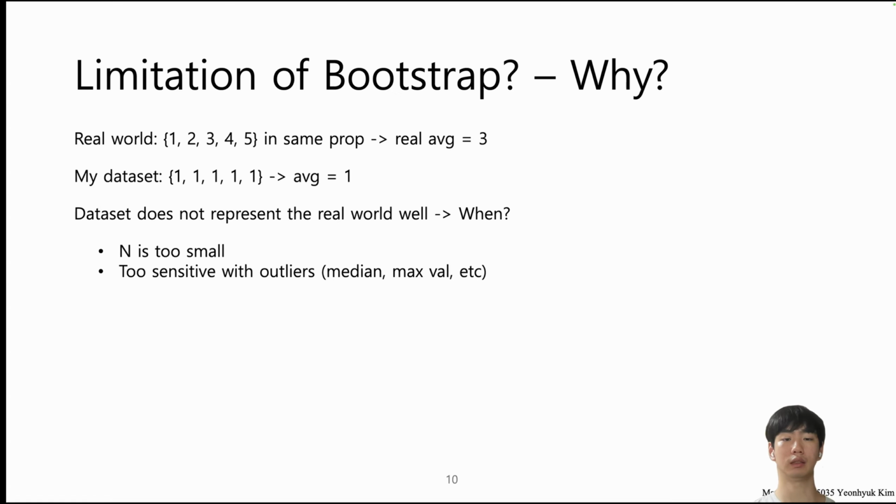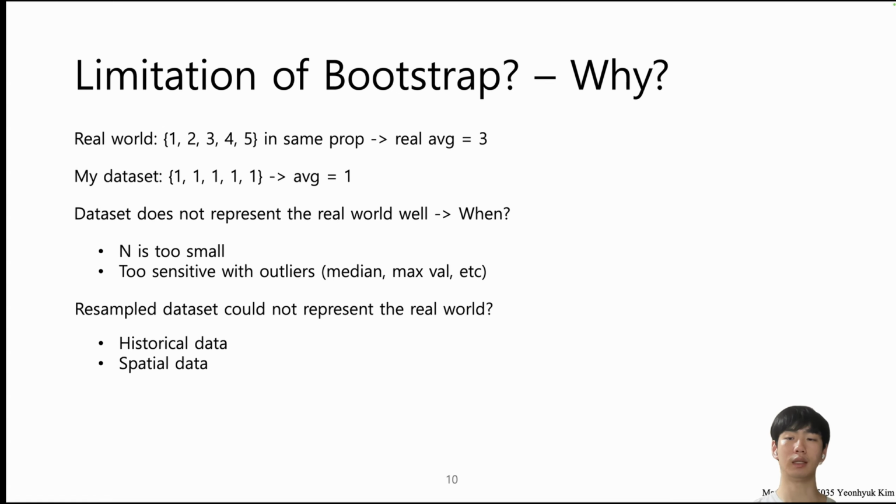In some cases, even though the dataset represents the real world well, the resampled dataset could not represent the real world. For example, historical data and spatial data. Since we allow duplication between the data while resampling, the statistical feature could be changed by resampling. This is because those kinds of data have relationships between each data.